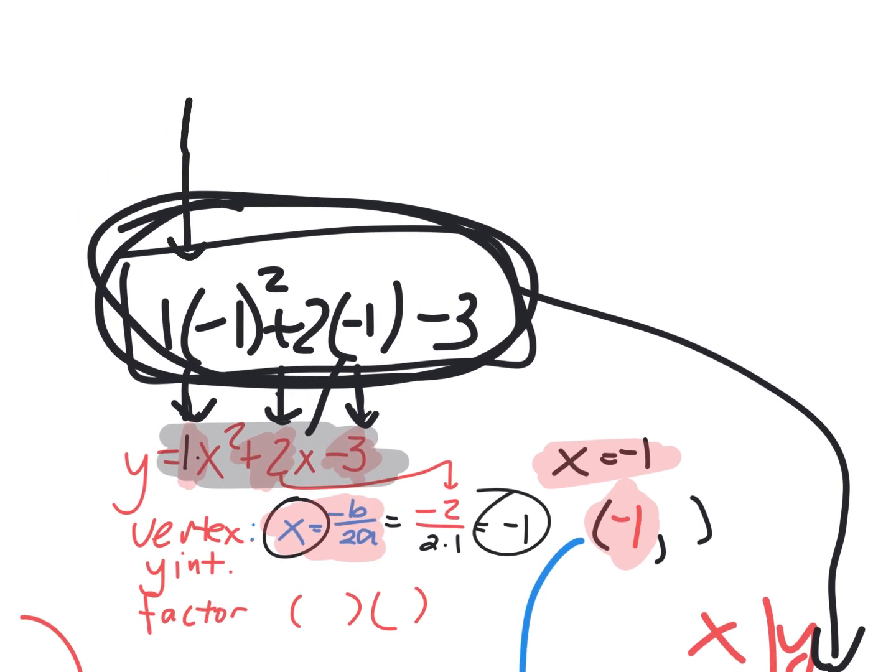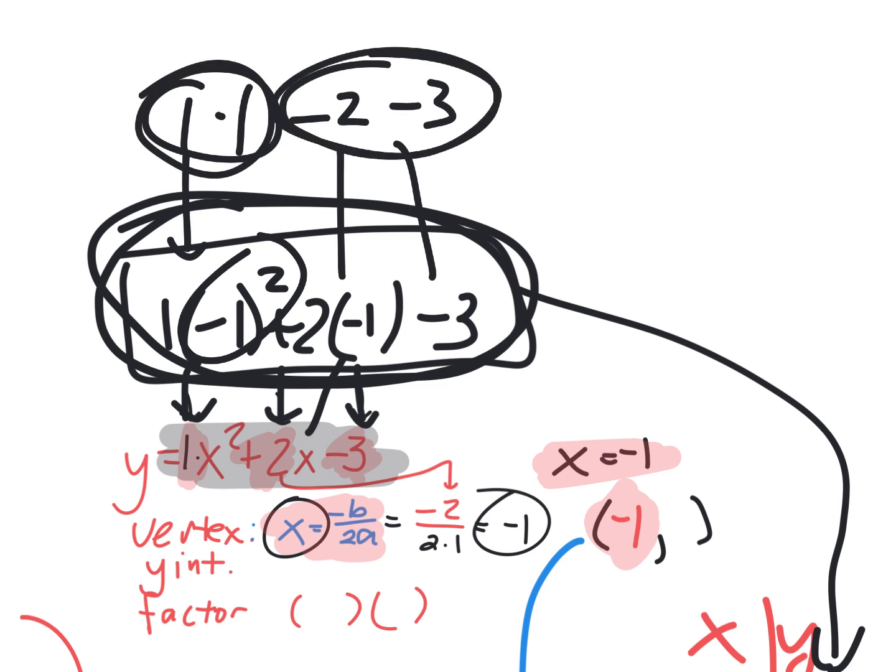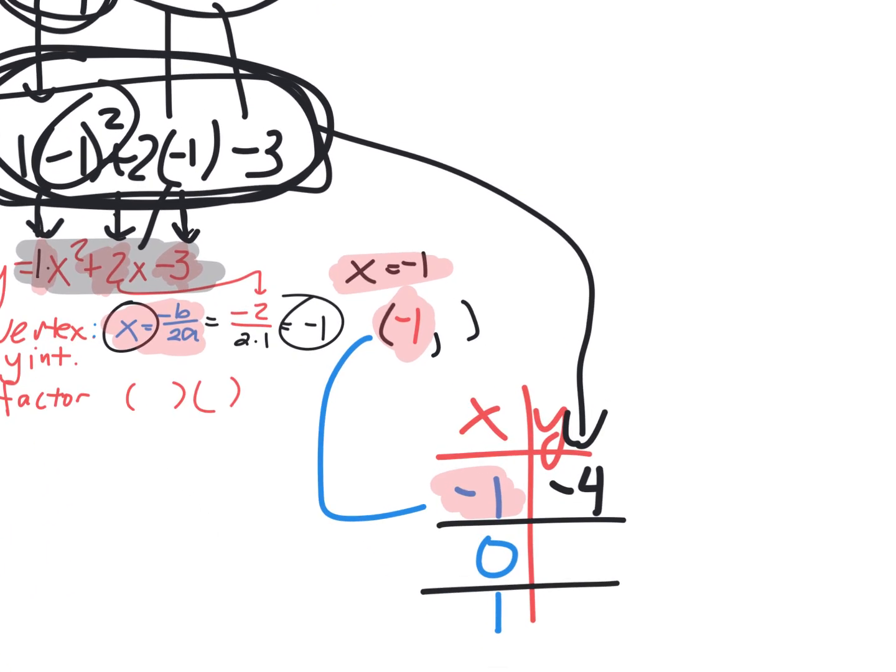This is 1 times -1 squared, which is 1. And this is -2. And then this is -3. All right, so this is +1. And this is -5. -5 and +1 does make -4. She was right. Good job.